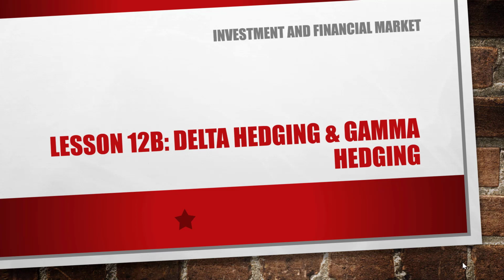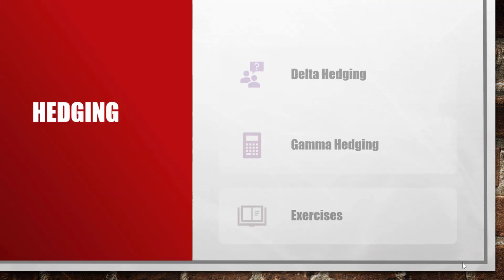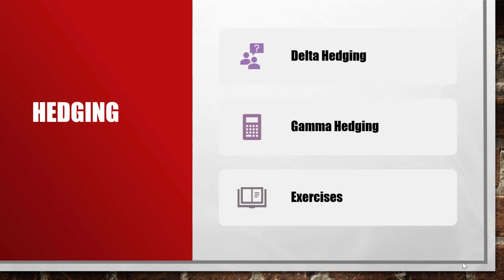Today we are going to finish the last lesson in the IFM series lectures, and after that we are going to focus on problems and tricks for the exam. So the lesson today is about delta hedging and gamma hedging. It's very simple. We are going to go one by one, delta, then gamma, and some exercises. So first, let's look at the targets of the lesson.